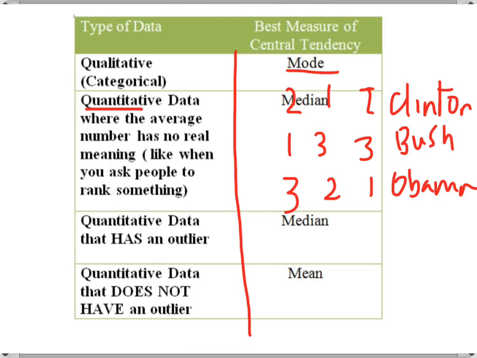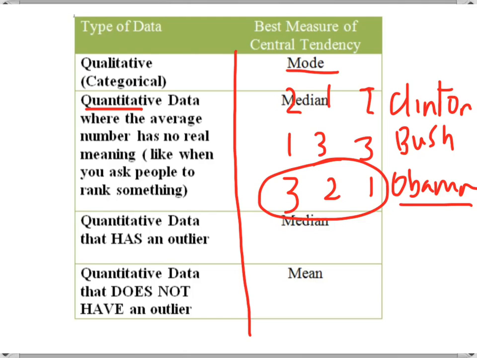So if you're trying to figure out how many people chose Obama as their first rank, you do not want to add these numbers and get an average of them, because that doesn't make any sense. You want to find the median of these numbers as opposed to the mean, because these numbers 1, 2, and 3 don't really hold the same information as numerical data does. Yes, they are numbers, but they're only a way to order your data.